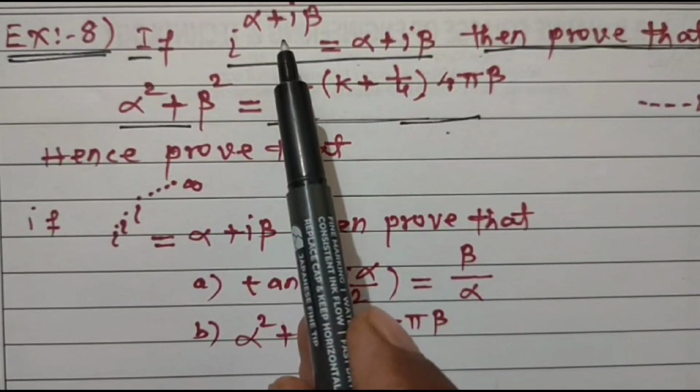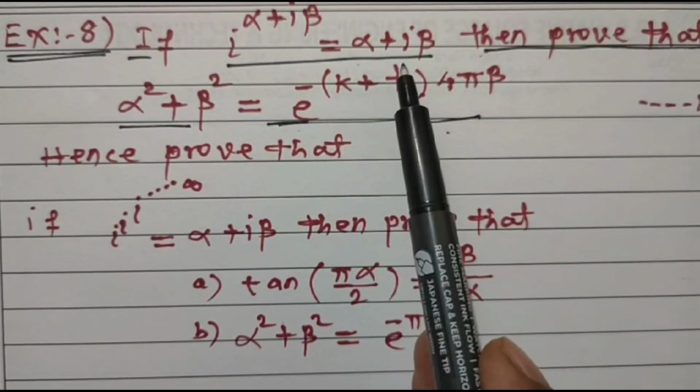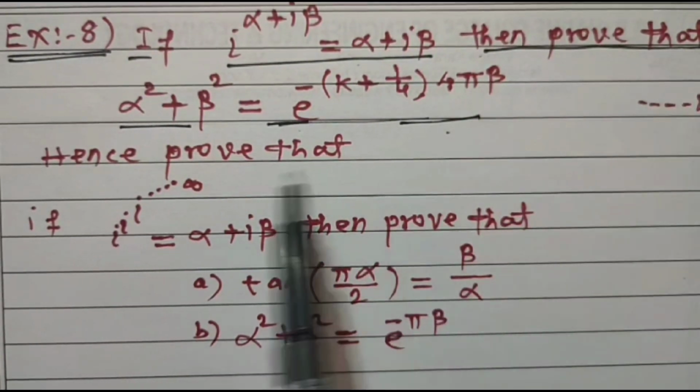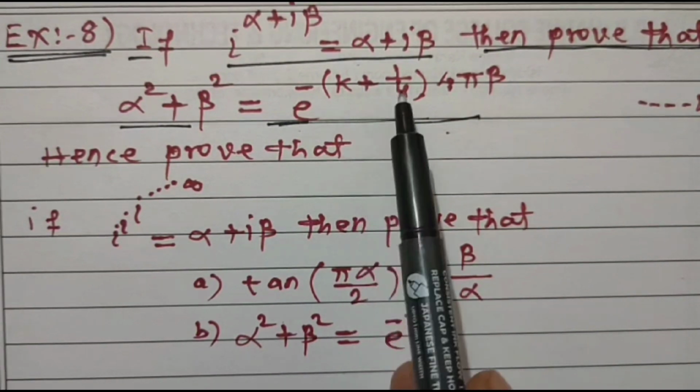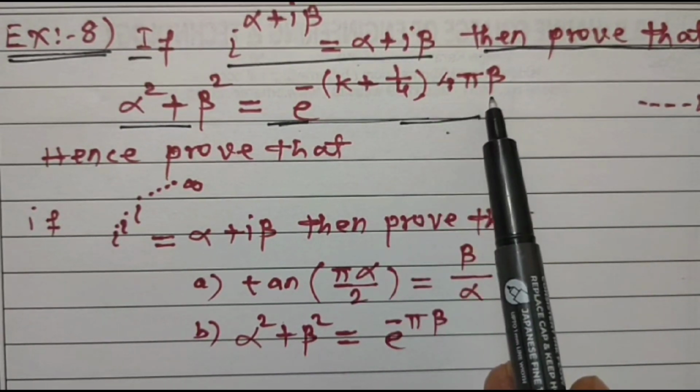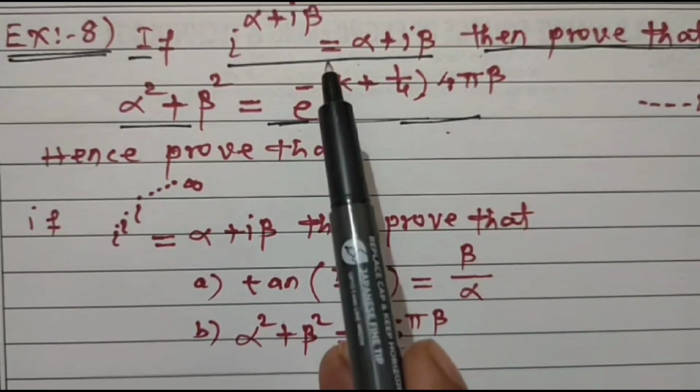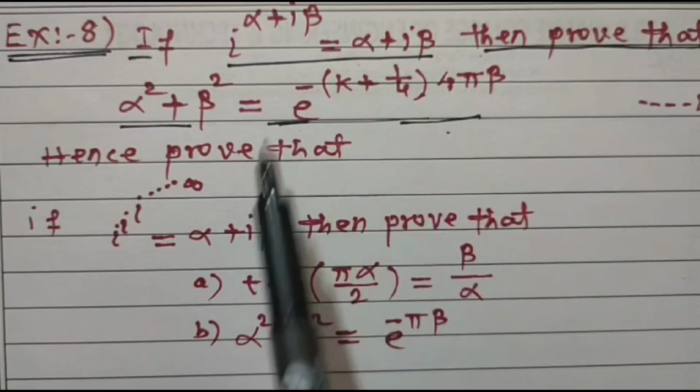Sum number 8. If i to the power alpha plus i beta is equal to alpha plus i beta, then prove that alpha square plus beta square is equal to e to the power minus of 4k plus 1 upon 4 times pi beta. Because of this k, we have to find out the general logarithmic form of this complex number.